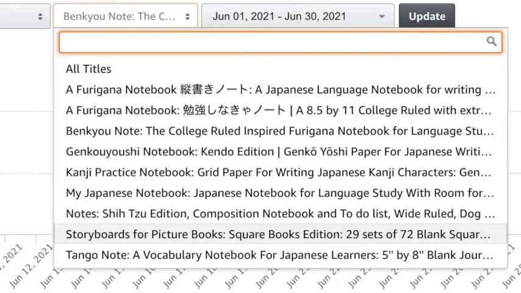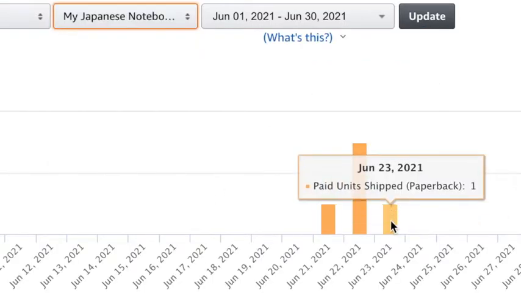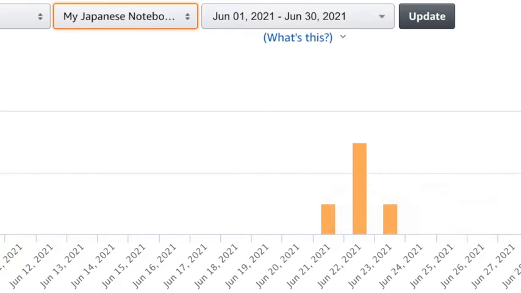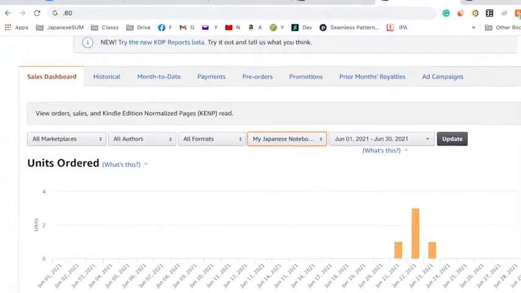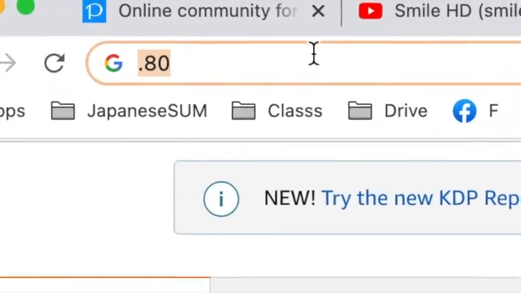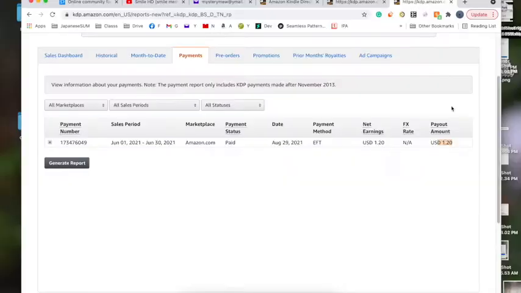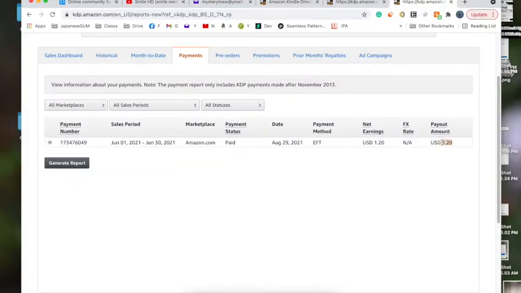The amount of money I got was 70 cents for it. And my Japanese notebook sold for 10 cents because all of them were 10 cents back then. This was my first book, and I wanted to make sure everything was formatted correctly. So for my first month, the amount that I made was 80 cents. But of course, Amazon just gave me the $1.20 because that includes the book that I bought for myself.